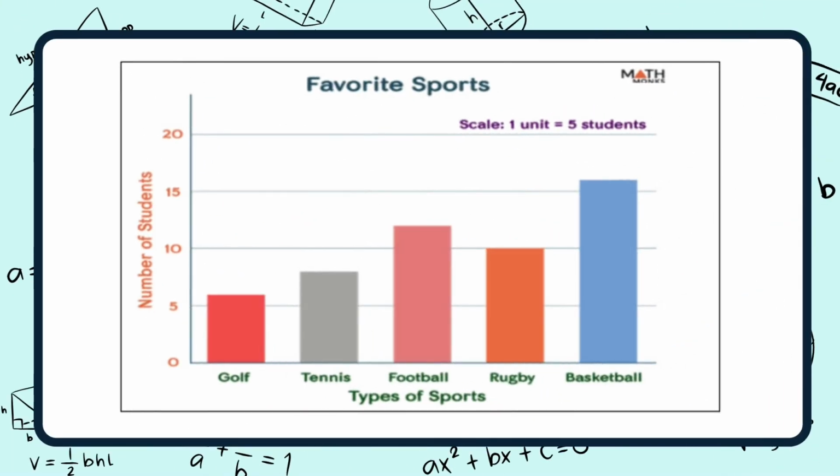So going back again, we have here the sample. So we can see the horizontal axis. Okay, that is the bottom part wherein you can see the types of sports, and then we have the vertical axis wherein on the left side we see the number of students. So the title, you can also see the scale and then the vertical bars.